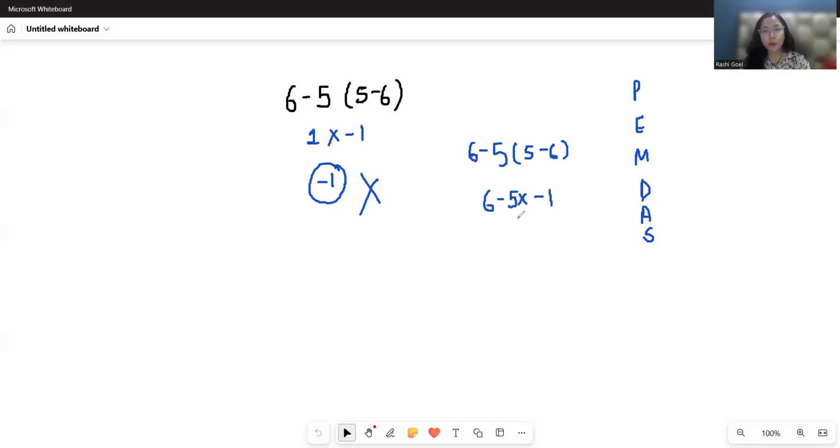Now, we have two operations given, that is subtraction and multiplication. So, we have to give priority to multiplication. The multiplication sign is between 5 and minus 1. So, 6 minus 5 times minus 1 is 6 plus 5, and that is 11. So, what is the correct answer? 11, not minus 1. I hope it's clear and you find it useful.